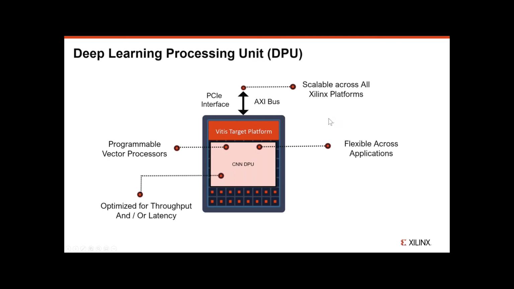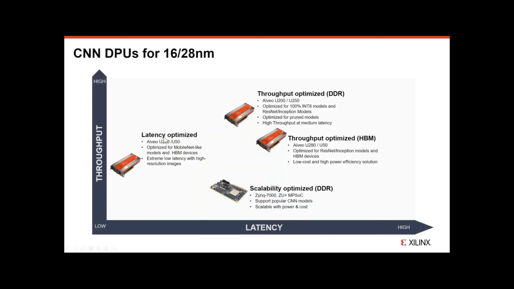In a Zynq UltraScale Plus type of system, you would have an AXI bus that shares the processor's memory. Now, of course, this is very scalable across all our different platforms. If you look at the DPUs that we have today, we have a latency-optimized DPU that targets the Alveo U280 and U50, and it's optimized for things like MobileNet. Now, these two cards have high bandwidth memory. The U200 and U250 have DDR4 memory integrated. So the two different DPUs are optimized for different types of memory.